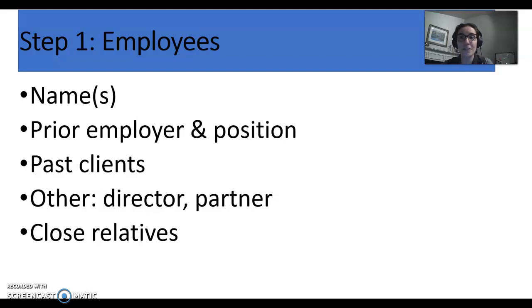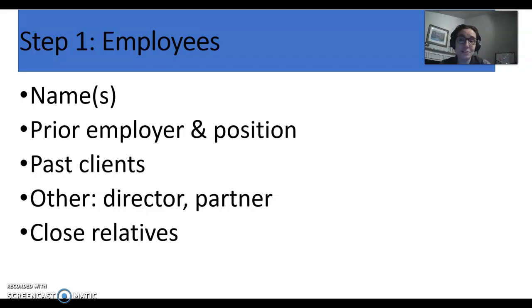We need to know their names, maybe even former names if they had a maiden name or changed their name in their lifetime. We need to think about their prior employment and positions. So you might have been a paralegal in a different law firm, and the current law firm should know that. Maybe you were a manager or an owner of a business before you became a paralegal working in the law office, and we should know about that as well.